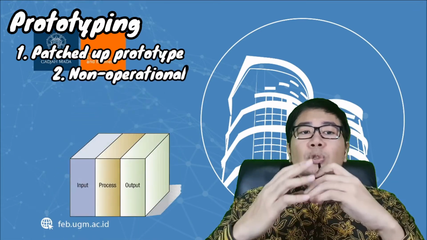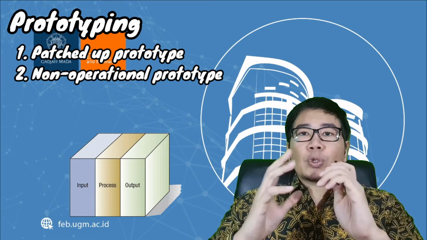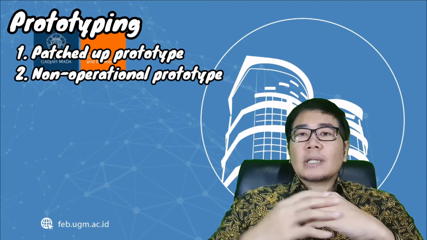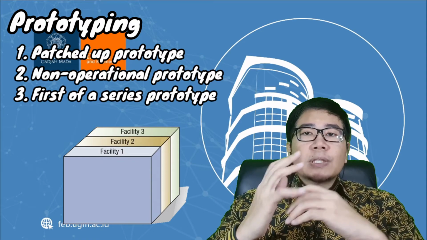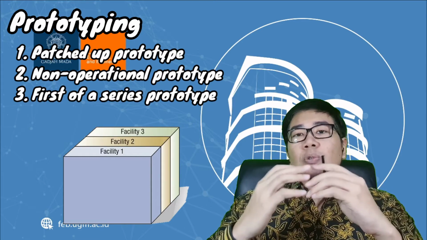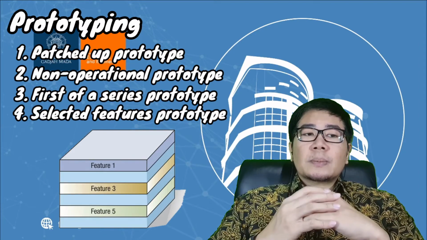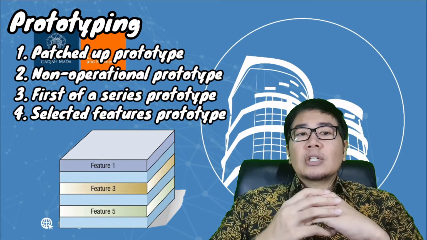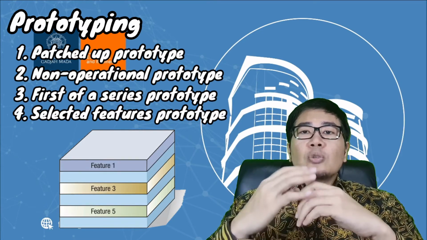The second one is called non-operational prototype, a system that is in a design form that cannot be operated. And the third one is first of a series prototype, similar to a pilot system conversion, but the installation is based on users' input. And the fourth one is called selected features prototype, a complete system, but not all features are activated. Other features are still inactive and will be activated one by one after receiving users' input.